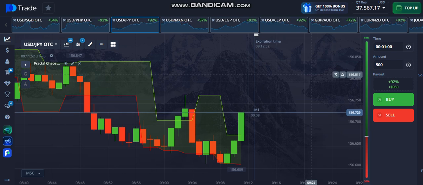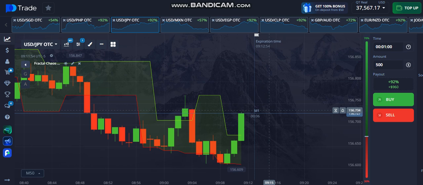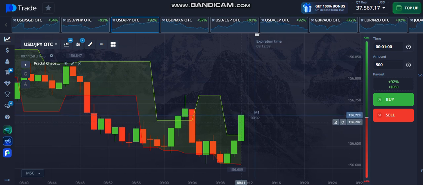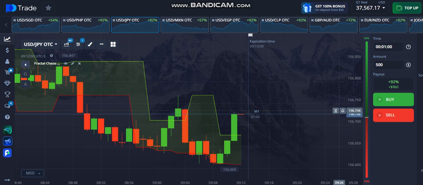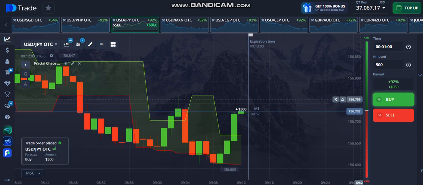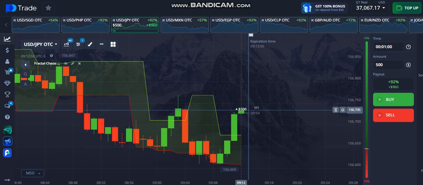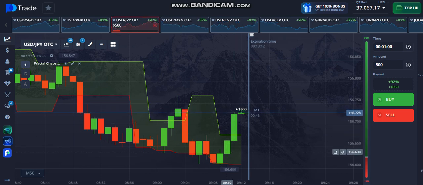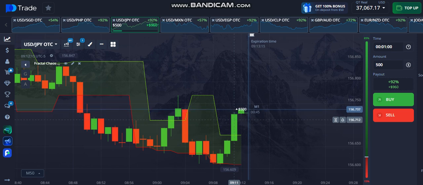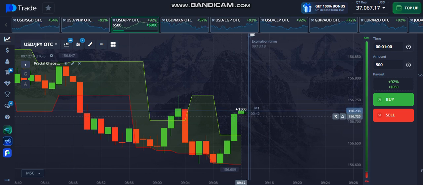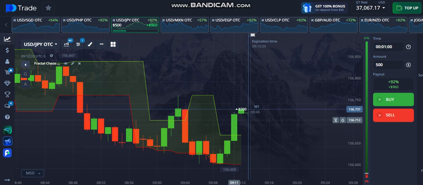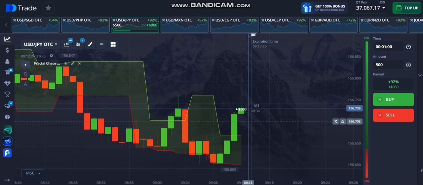Okay, so I'm on the USD JPY currency pair, and I'm waiting for this candle to close outside the chaos band here. All right, so I just took a buy trade here. As I mentioned before, what you want to do is wait for a candle to close outside the band here. We have a real bullish candle here, signifying a potential breakout to the upside. So let's monitor this trade and wait for the expiry.